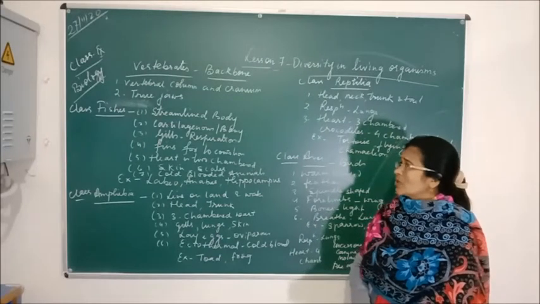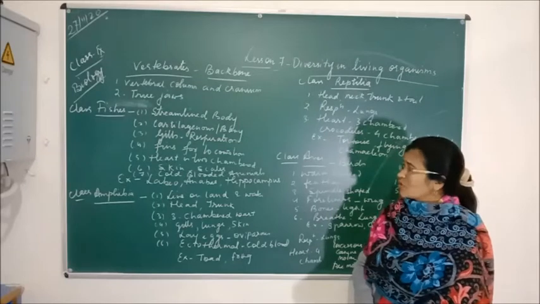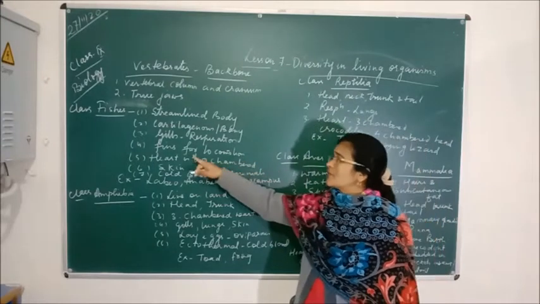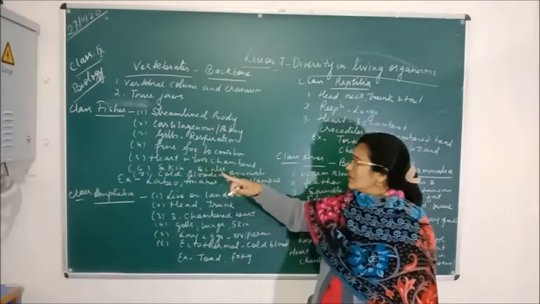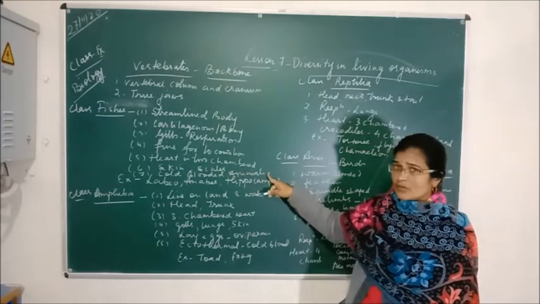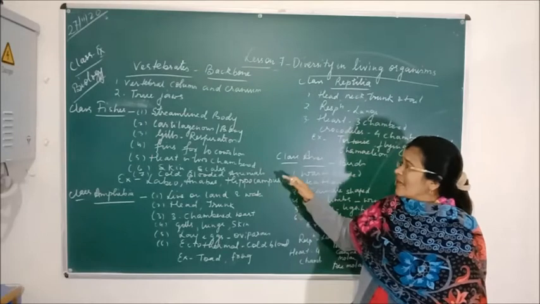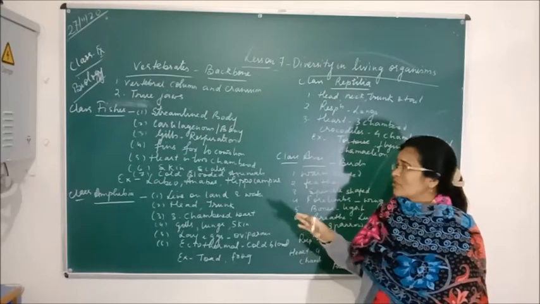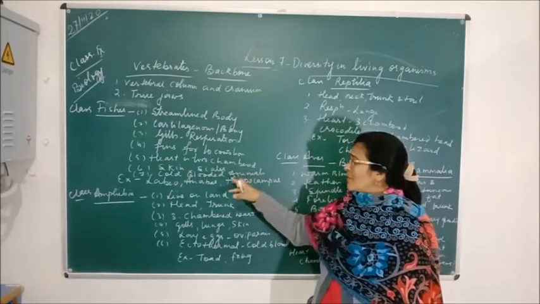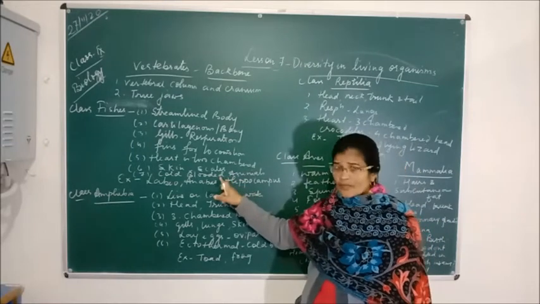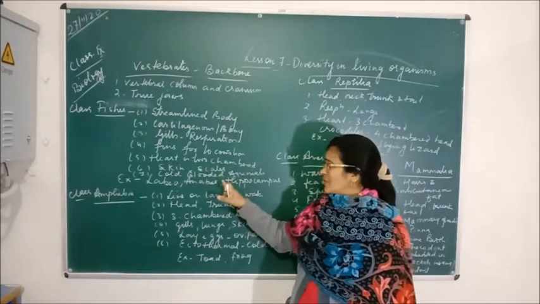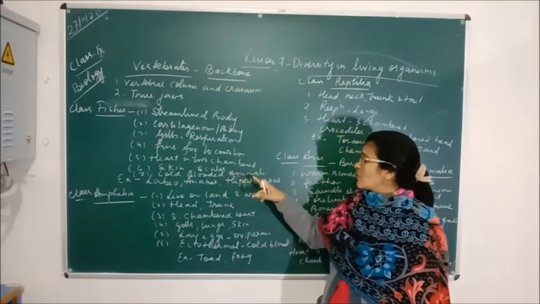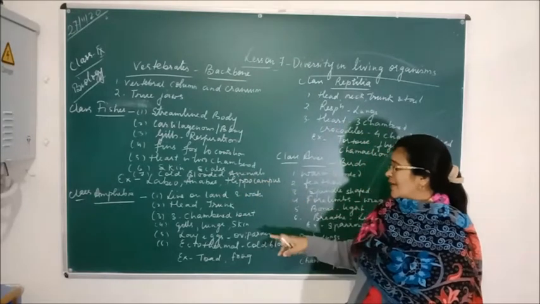Gills are the main organ of respiration in the fishes because they mostly live in the water, and they have fins for locomotion. Fins help them to move from one place to another. Their heart is two-chambered, and they have scaly skin. Scales cover the outside of the body, and these animals are cold-blooded animals, meaning they change their body temperature according to the environment. They are also called ectothermal.